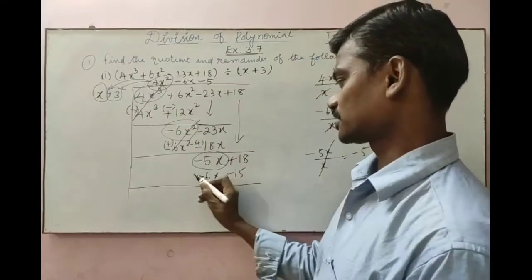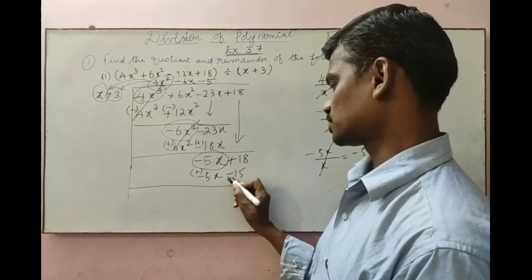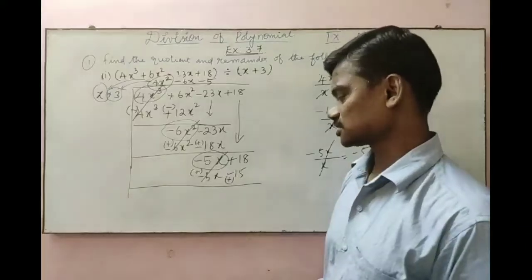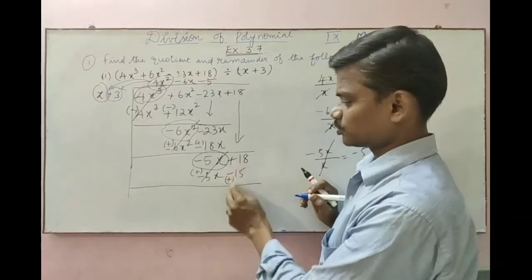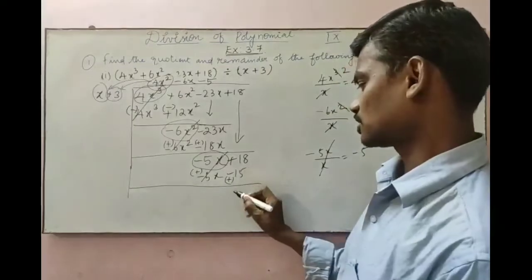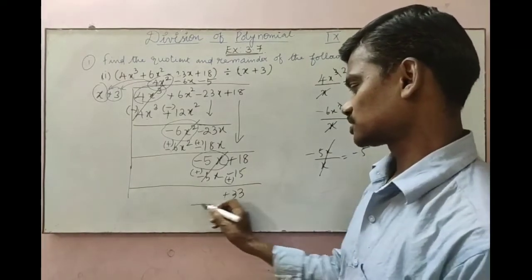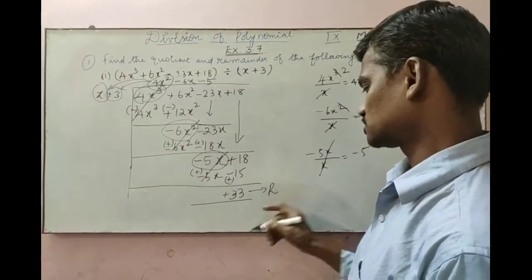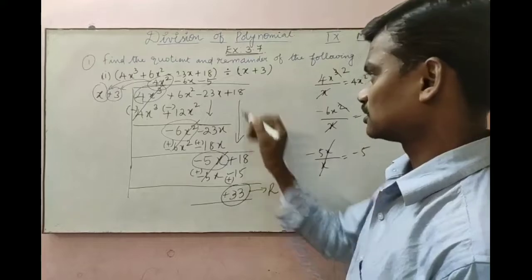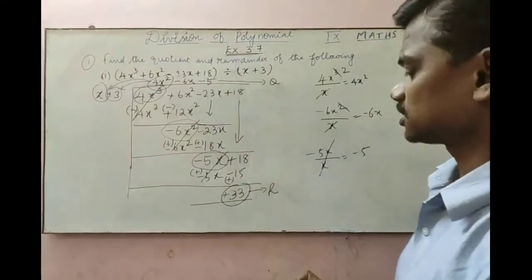Again I am going to subtract. For that I have to change the sign. Here minus becomes plus. These two get cancelled. Plus 18 plus 15. Both are the same sign, so I have to add the numbers and put that same sign, plus. So this is over. This is the remainder and this is the quotient. So we get the quotient and the remainder.